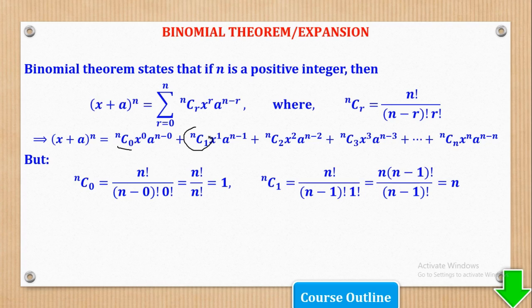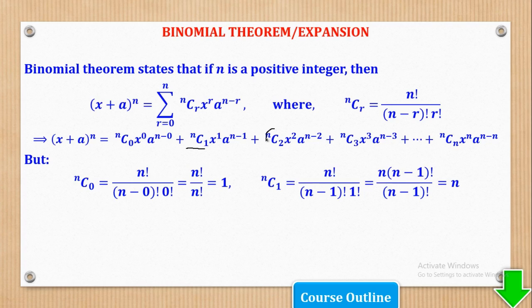What about n combination 1? N combination 1 gives you n factorial over (n minus 1) factorial multiplied by 1 factorial. Still when you press your calculator, 1 factorial is equal to 1. Therefore you remain with n factorial over (n minus 1) factorial, and this can be expanded to become n multiplied by (n minus 1) factorial over (n minus 1) factorial. Then this can cancel to remain with only n. So that was n combination 1.